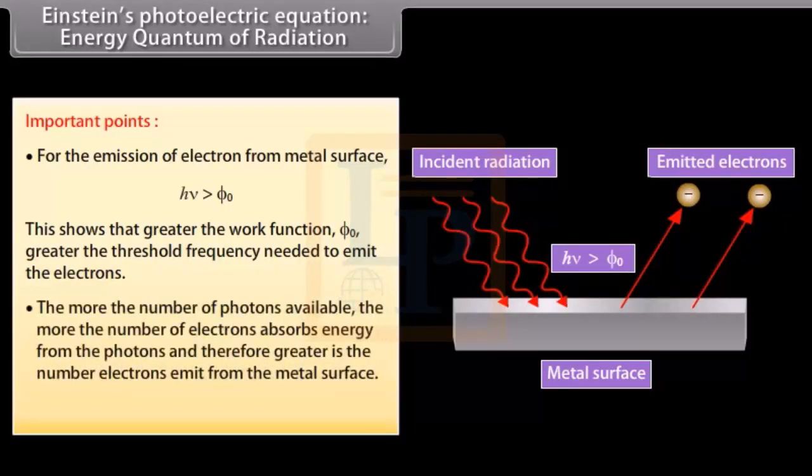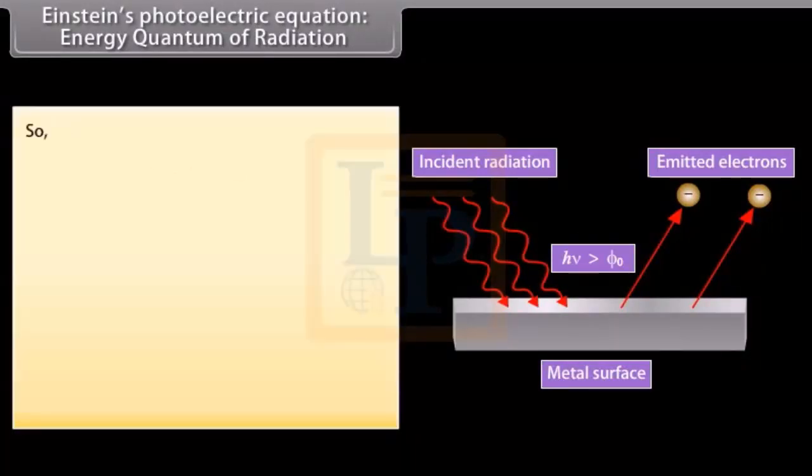The more the number of photons available, the more the number of electrons absorb energy from the photons, and therefore greater is the number of electrons emitted from the metal surface. We know that Kmax equals eV0 and Kmax is equal to hν minus φ0. So, hν minus φ0 is equal to eV0. V0 is equal to h by e into ν minus φ0 by e.